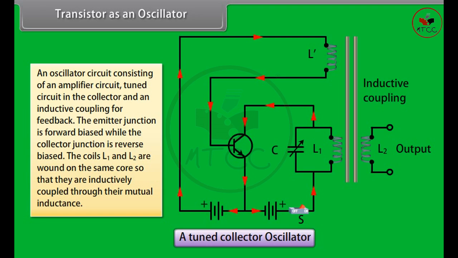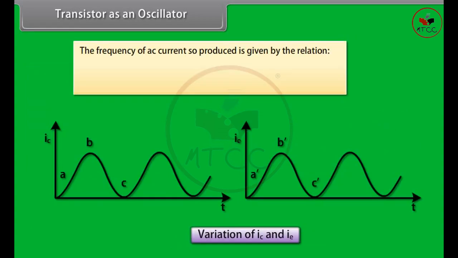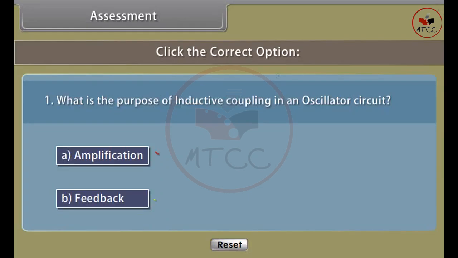On reaching saturation, collector current stops varying. Hence, induced EMF in coil L vanishes. The frequency of the AC current so produced is given by the relation f is equal to 1 upon 2 pi multiplied by 1 upon under root LC.